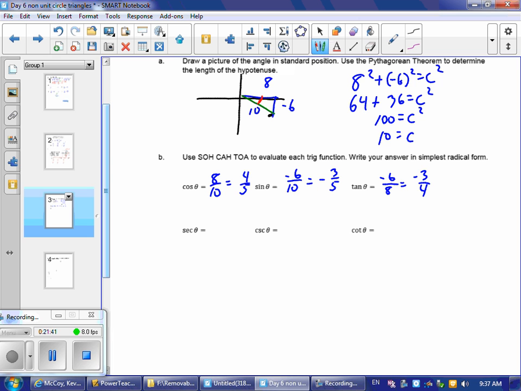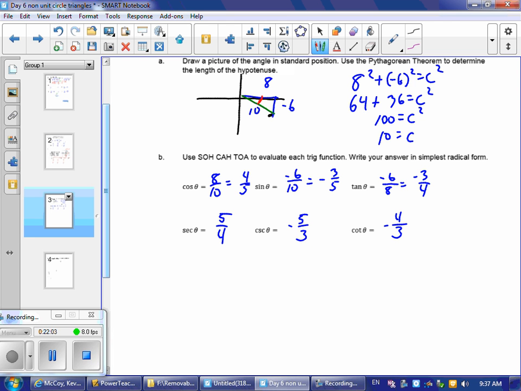Reciprocals are easy. Flip over cosine for secant, we get 5 over 4. Flip over sine for cosecant, we get -5 over 3. And then flip over tangent for cotangent, we get -4 over 3.